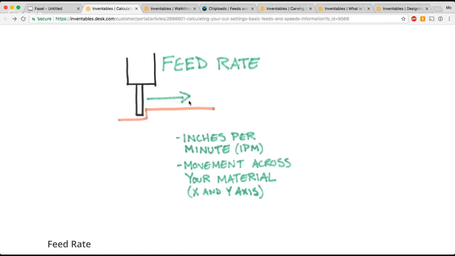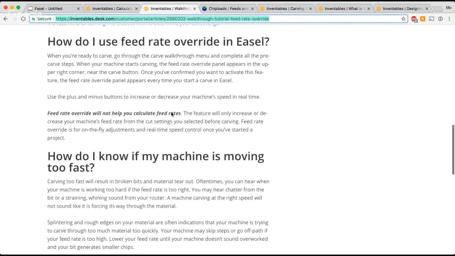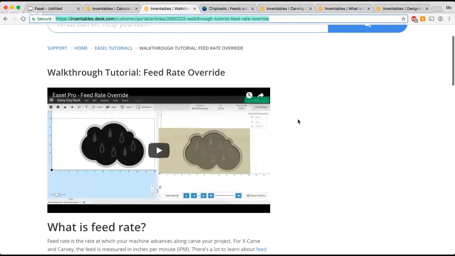Calculating feed rate can be a little bit complicated. So one of the features that we've added into Easel is called feed rate override. If you've not been in Easel lately, this is a new feature. I would recommend watching this short little video before you use feed rate override, just so you can understand what happens. The video shows you what the machine does and how to use it.